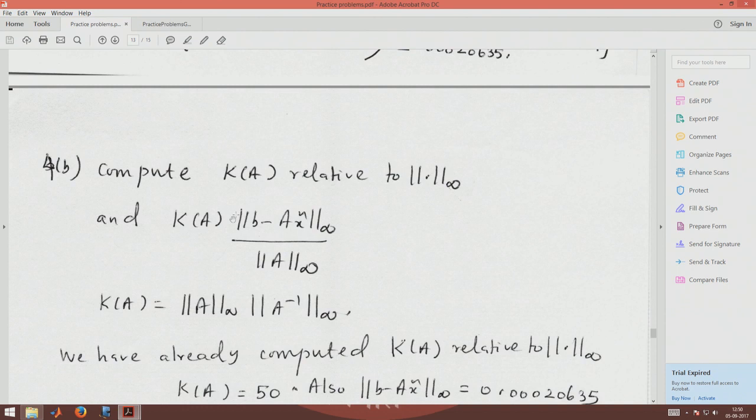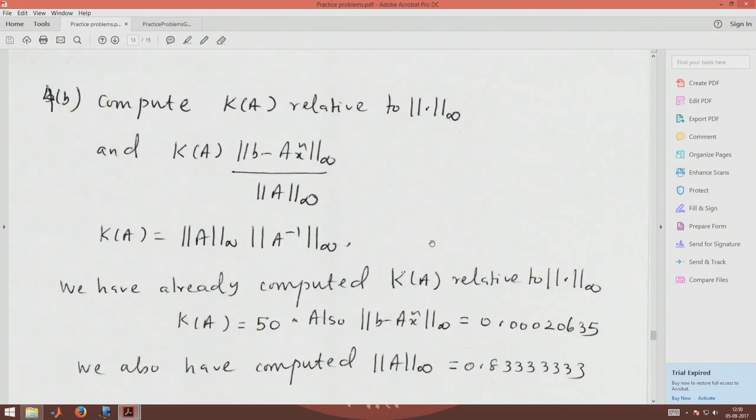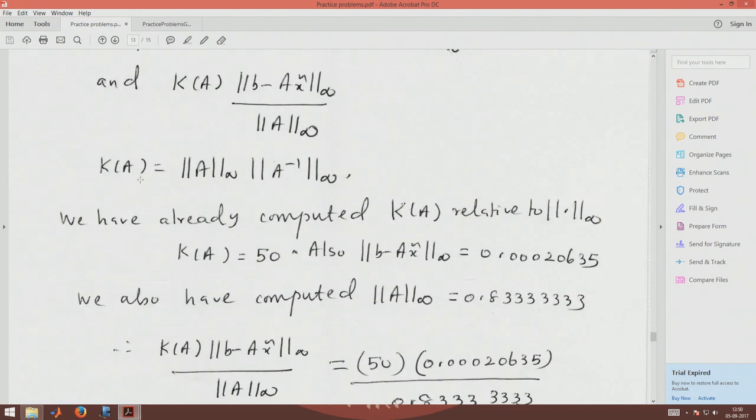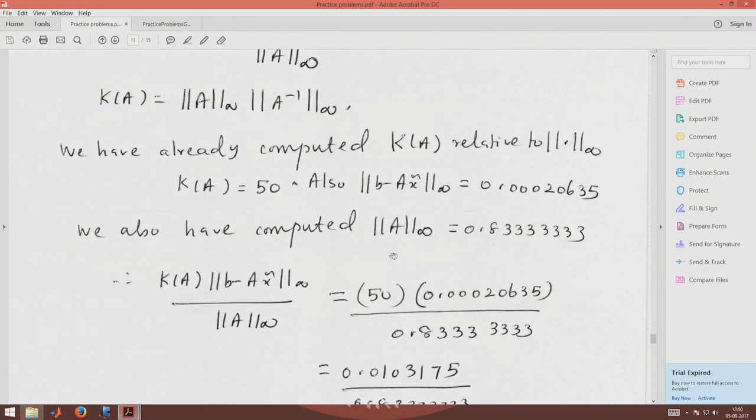In this example, you have been asked to get these values using the infinity norm and you have computed them with respect to infinity norm. And now you are asked to compute the condition number relative to infinity norm and also the condition number times the residual by norm A with respect to infinity norm. So, you compute what is condition number. It is norm A infinity into norm A inverse infinity. We already have computed the condition number earlier when we worked out the example.